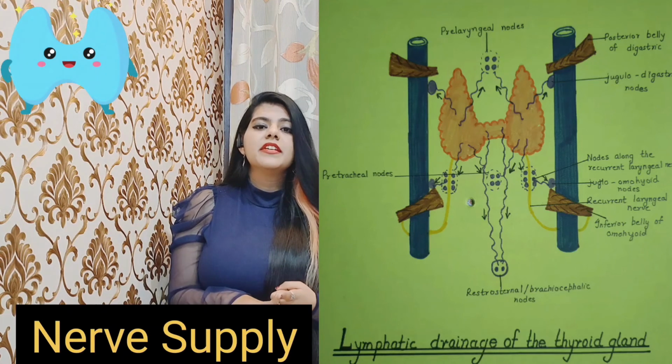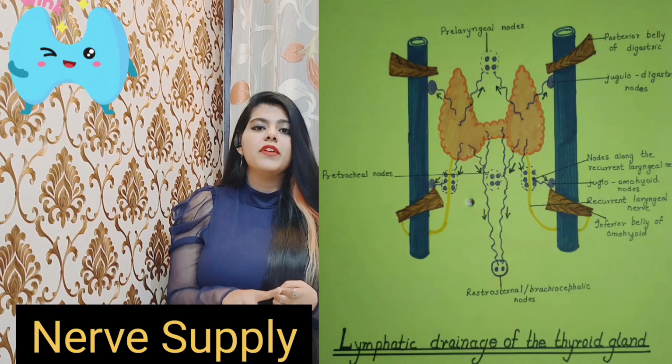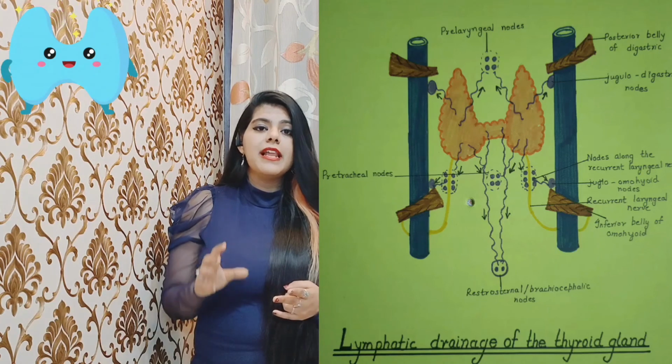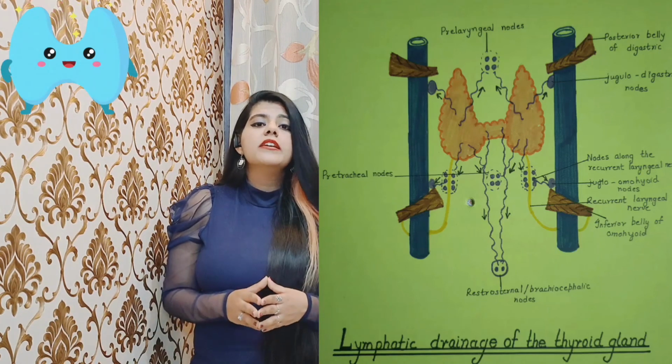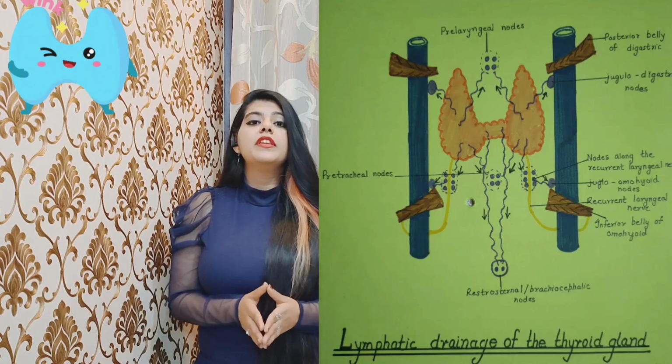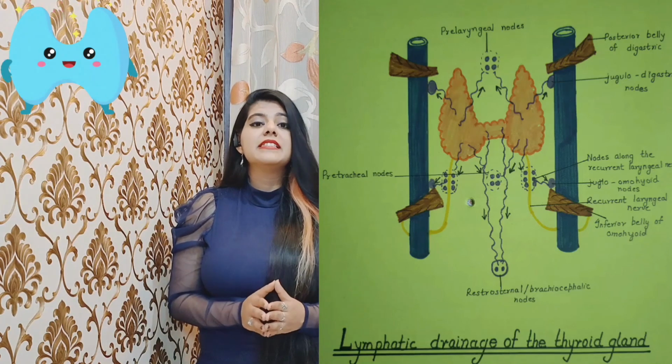Now the last part is the nerve supply of the thyroid gland. The parasympathetic nerve supply is from the vagus and the recurrent laryngeal nerve. That's all about the complete video regarding the thyroid gland.